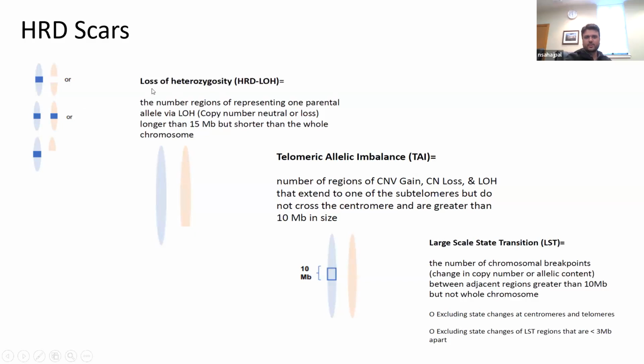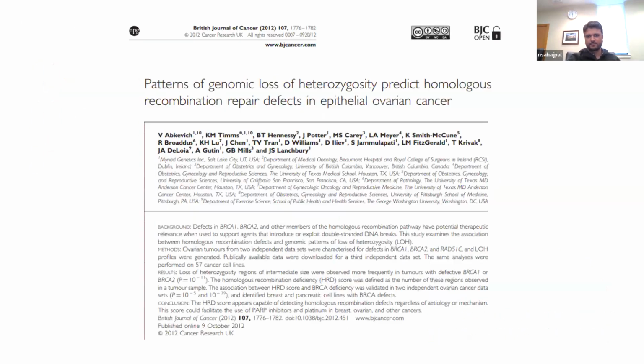The first is loss of heterozygosity. The second is telomeric allelic imbalance. And the third is large-scale transitions. Now, I would like to highlight that all these 3 scars were identified using chromosomal microarray as a technology back in 2012, and we'll review how these were identified. It is interesting that all 3 were identified in the same year, in 2012.